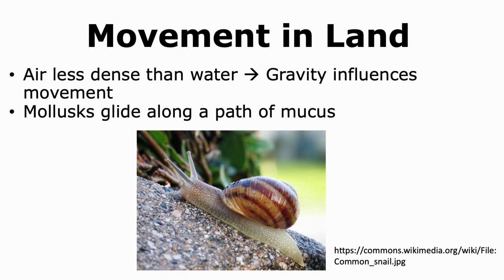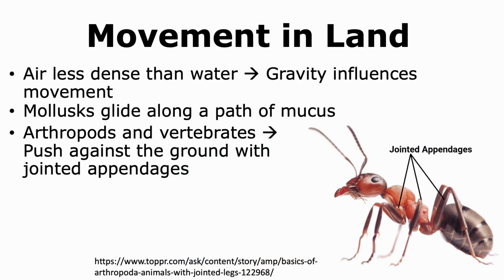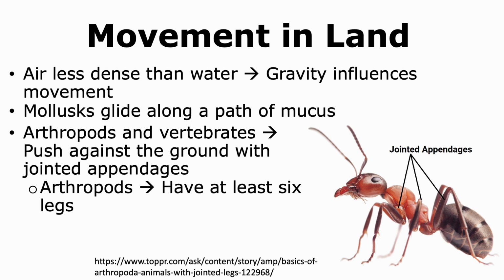There are many animals that are able to move on land. Now, the air is less dense than water, and hence it is gravity that influences the movement of animals on land. Animals use different strategies to move on land. For example, mollusks can simply glide through a path of mucus in order to move. On the other hand, arthropods and vertebrates have jointed appendages that they push against the ground that allows them to move. Now, in the case of arthropods, they have at least 6 legs that are jointed appendages, but there are others that can have more than 6. For example, spiders can have 8, and we have the centipedes and millipedes that have numerous appendages.